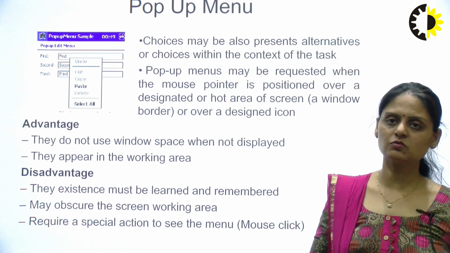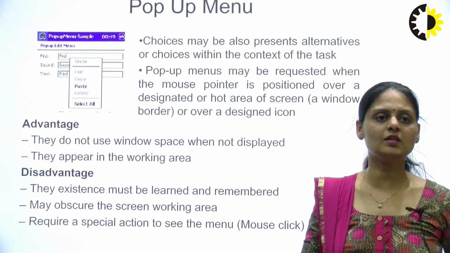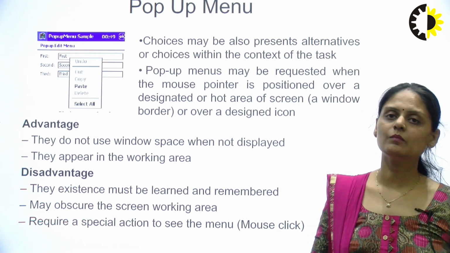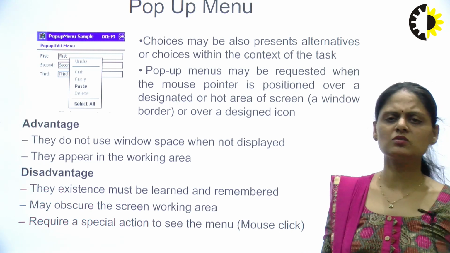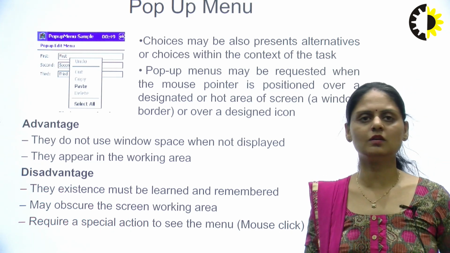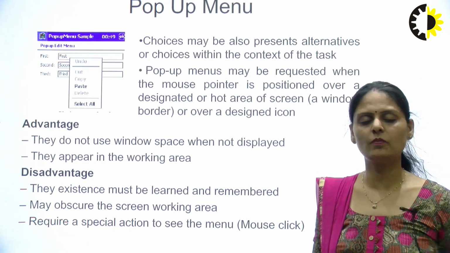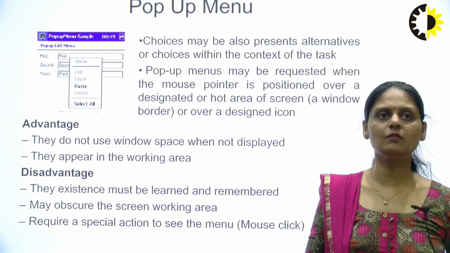It may obscure the screen working area and require a special action to see the menu. So we need to do a mouse click somewhere to find out whether any shortcut menu is there or not, or whether something would pop up or not. So this is again a problem.